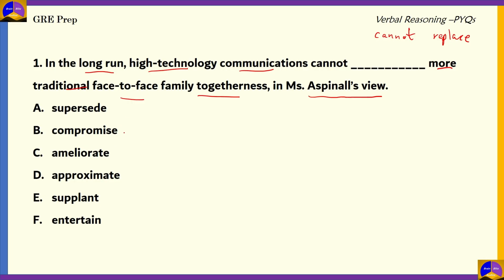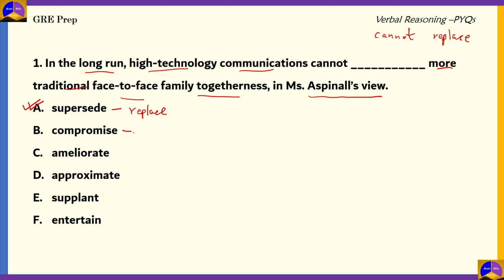So we have 6 options. Our first option is supersede, which of course has connotations which mean replace. Supersede is basically something is so much better than its alternative that it replaces it. So of course we can use supersede as an answer to this question.